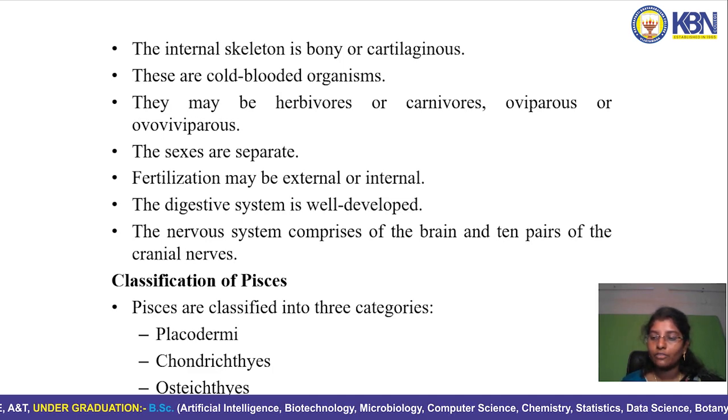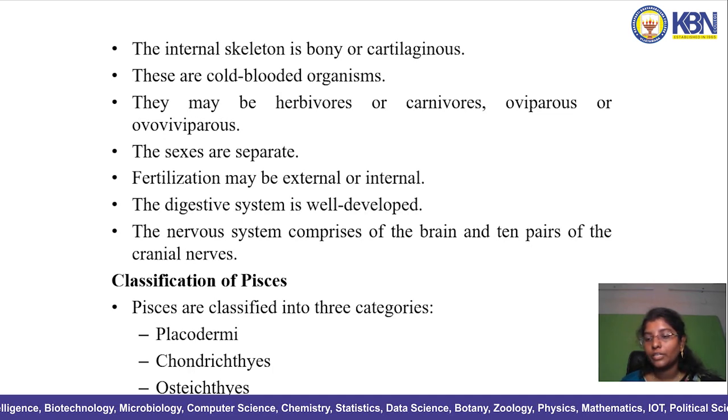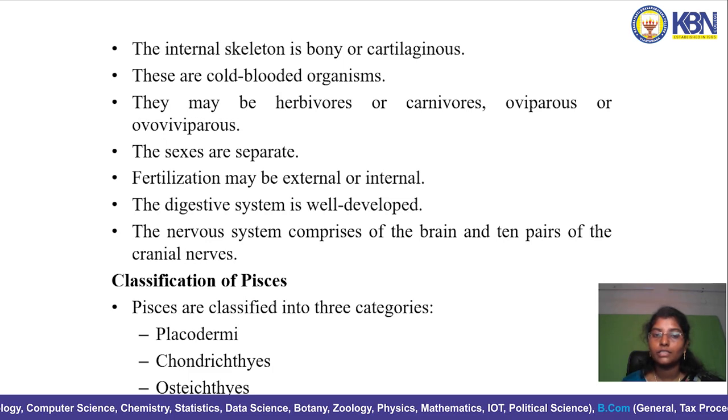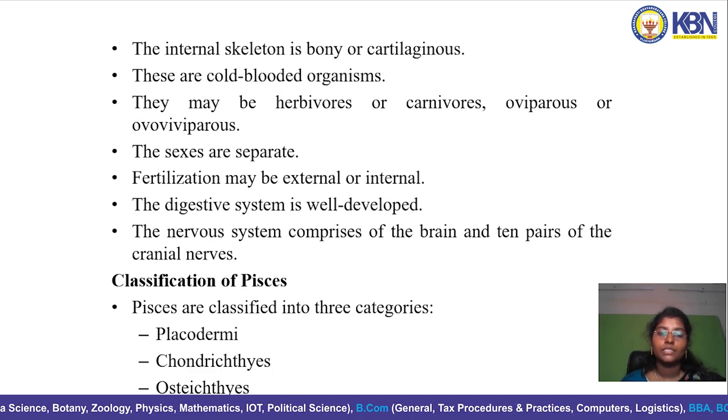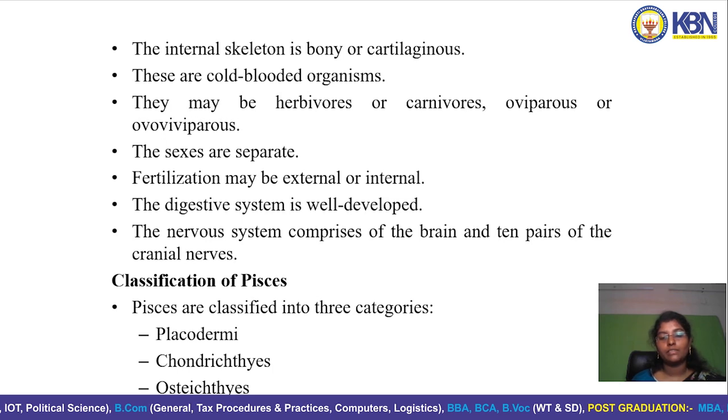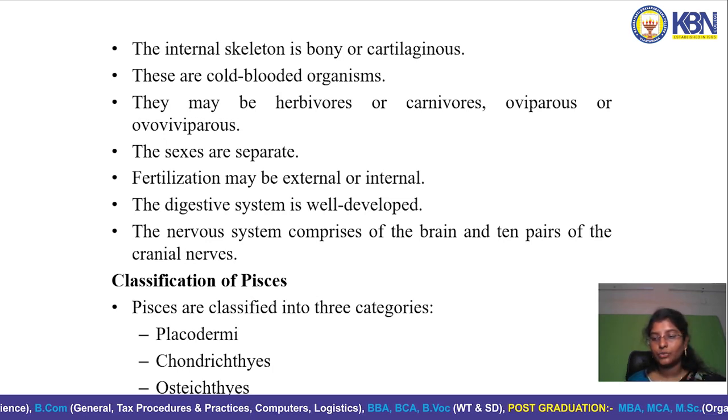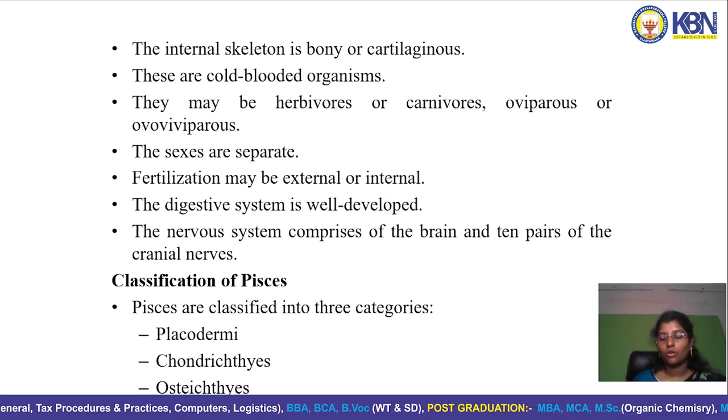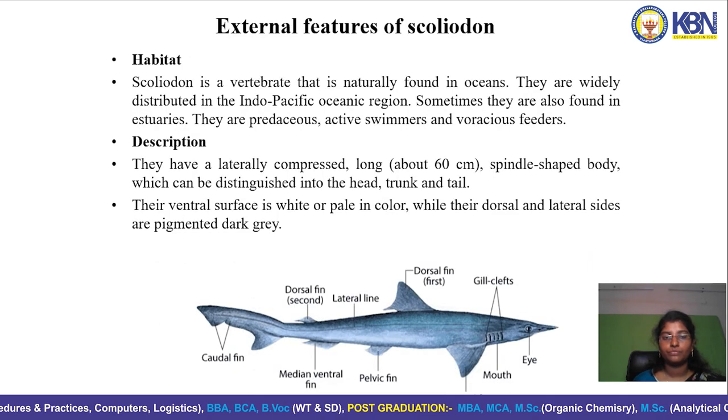They mate and the embryo will be formed in the water. But if the fertilization is internal, it means the entire development of the organism happens inside the fish only. The digestive system is well developed. Next, the nervous system comprises the brain and 10 pairs of cranial nerves. The classification of Pisces: they are subclassified into three categories: placodermi, chondrichthyes and osteichthyes.